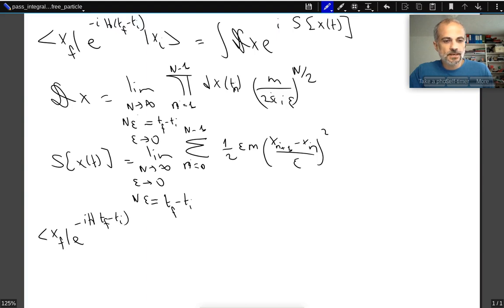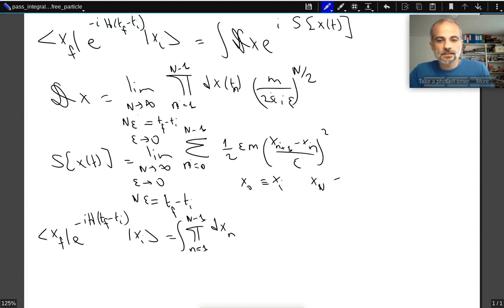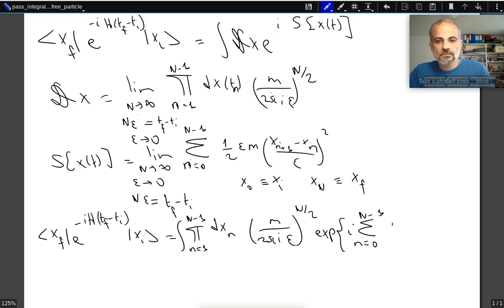Tf minus ti, xi, this is equal to the product of dxn, n from 1 to n minus 1. Keep in mind that x0 is fixed to be xi and xn is fixed to be the final position. And then we have this constant to the power n over 2. And then we have the exponent of i, sum n from 0 to n minus 1 of m over 2 epsilon, xn plus 1 minus xn squared.